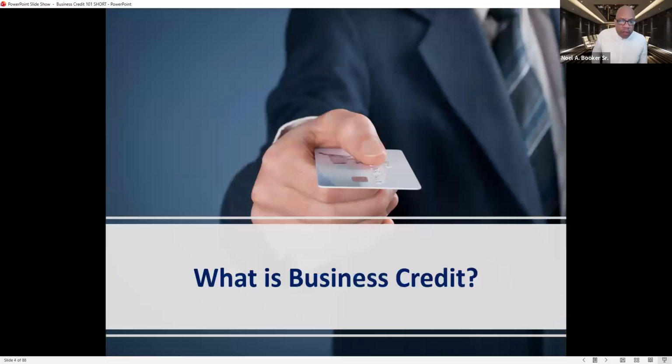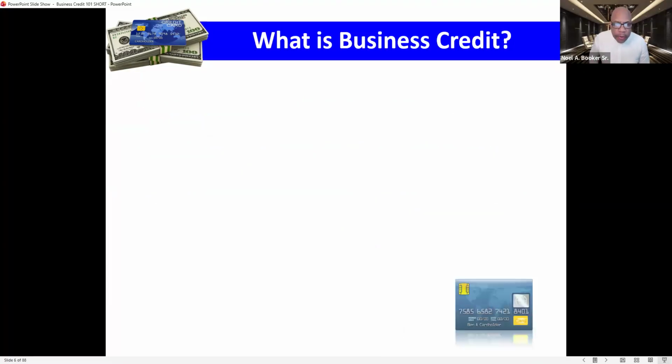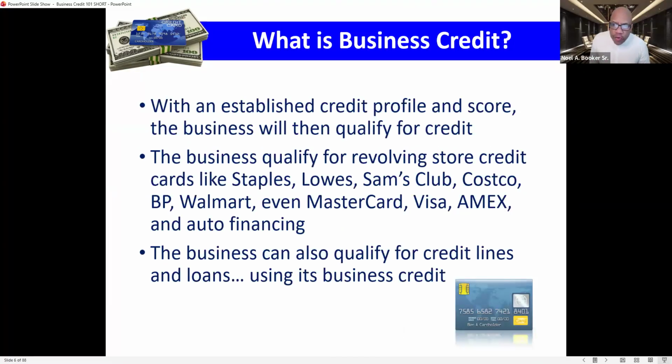Okay. So, what is business credit? Business credit is credit that is obtained in a business name. With business credit, the business builds its own credit profile and credit score for its EIN number. This credit is in the business name and is based on the business's ability to pay, not the business owner's ability to pay. With an established credit profile and score, the business will then qualify for credit.